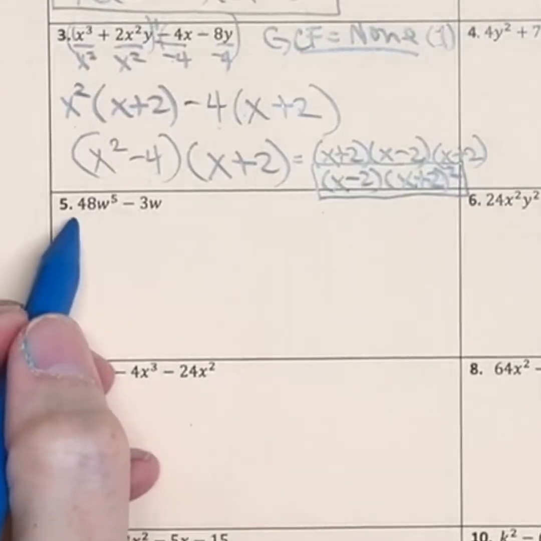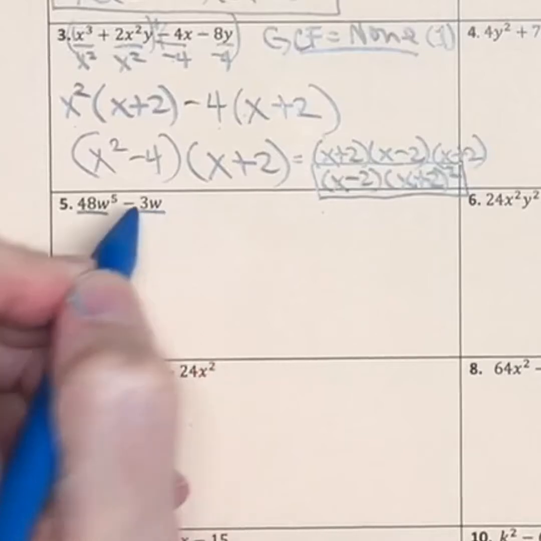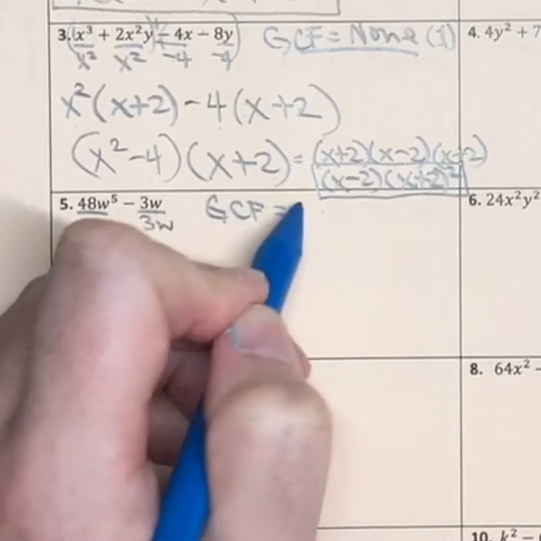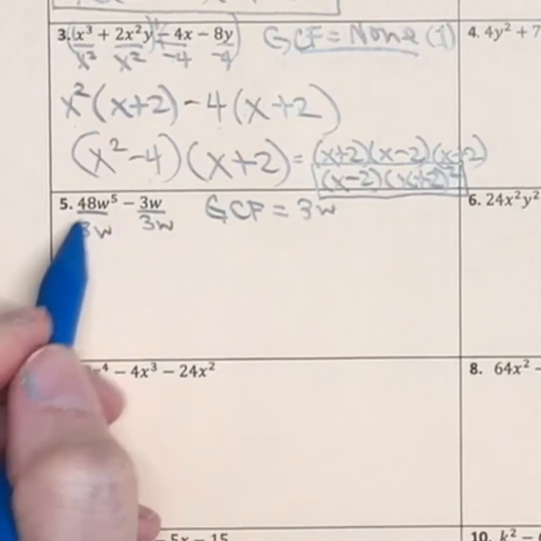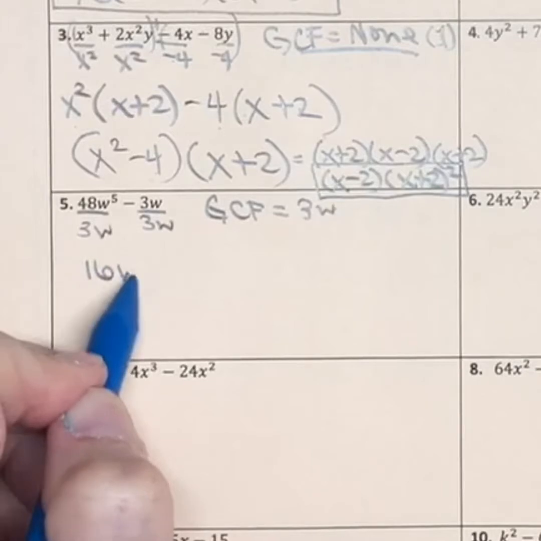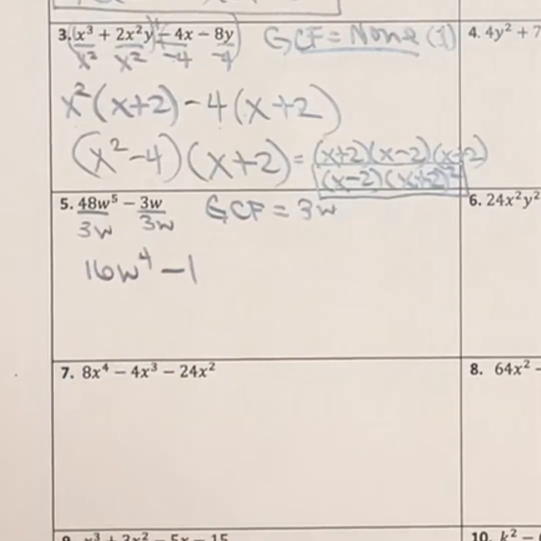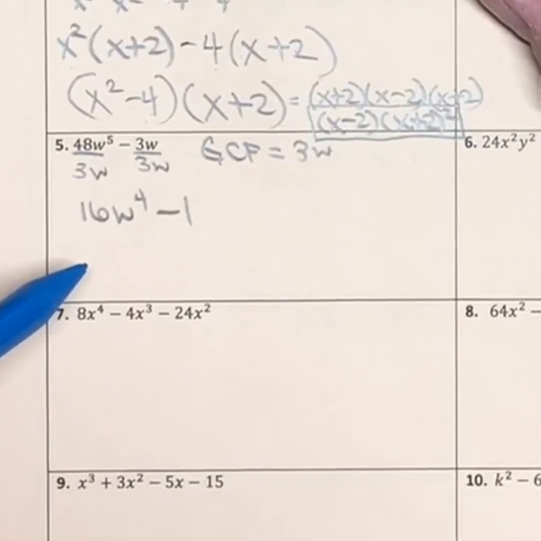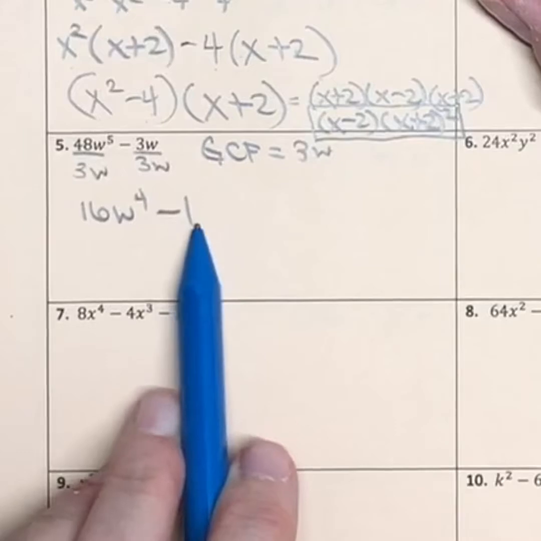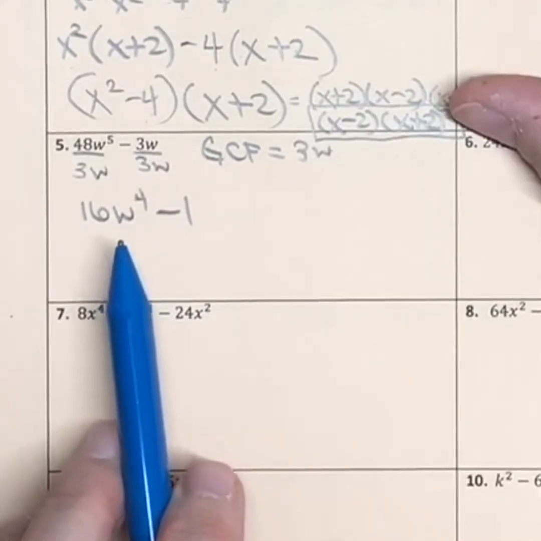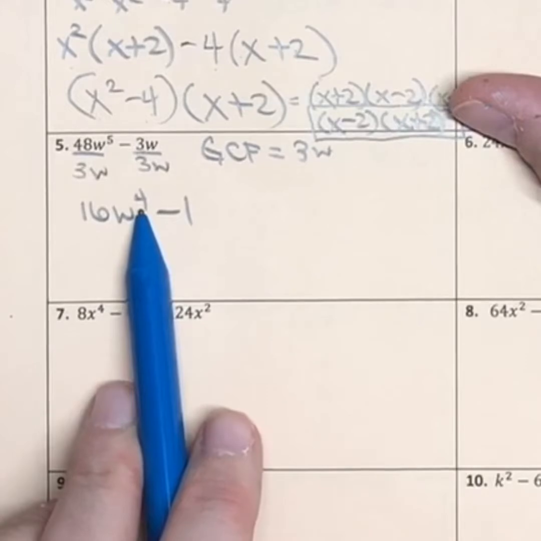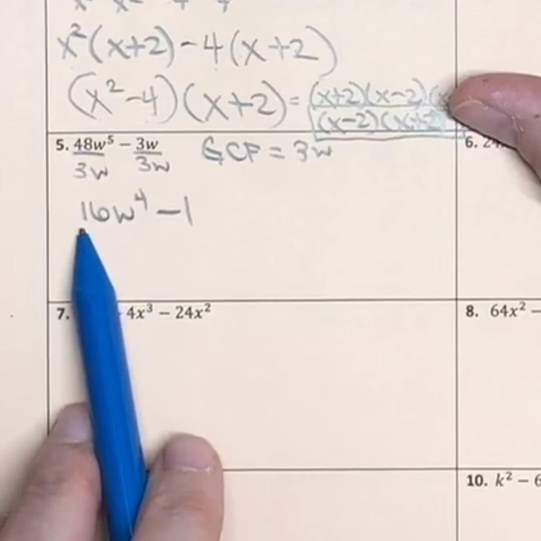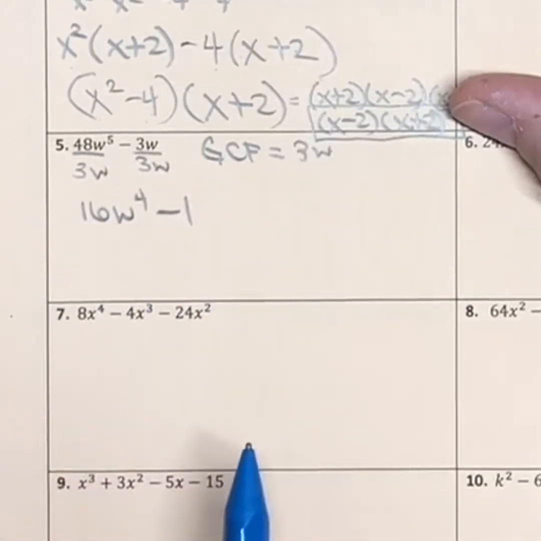So now look at number 5. We know the overall GCF is going to be 3w. So then 48 divided by 3, what is that? 16w to the 4th minus 1. Now automatically I know, again, my trained eye, and this is what I want you to recognize, a difference of perfect squares. Well, we have a difference. There are only two terms, okay? And when you have an even exponent on your variable, that's automatically a perfect square, and 1 is always a perfect square, as well as 16. So I can square root both terms.